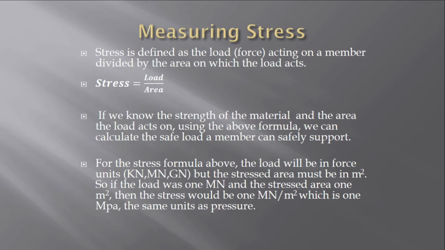For the stress formula above, the load will be in force units, kilonewtons, meganewtons, and giganewtons, but the stressed area must be in square meters. So if the load was 1 meganewton and the stressed area 1 meter squared, then the stress would be 1 meganewton per meter squared, which is 1 MPa, or megapascals, the same unit as pressure.